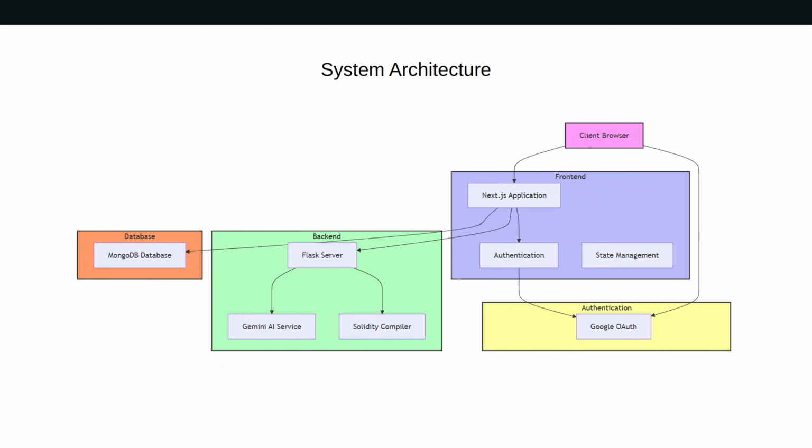Coming to the system architecture, for the front end, we've used Next.js. For authentication, we use Google OAuth. We have used the Gemini 2.0 Flash model for generating responses. These responses and requests are handled by our Flask server. We've used the Solidity compiler to validate the code. For storing data of users and courses, we use a MongoDB database.